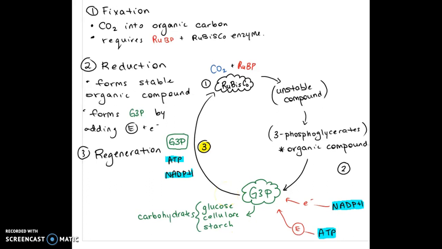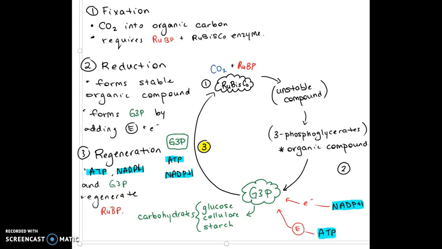The last phase is regeneration, where we need to regenerate the RuBP that was used up in this cycle. So we need the ATP, NADPH, and the G3Ps that didn't leave the cycle to regenerate the RuBP. So this is like the reset phase for the cycle to continue. So the cycle is called the Calvin cycle, and it uses the products from the light-dependent reactions to basically take the carbon out of the carbon dioxide and put it into something that the plants can use to store their energy.